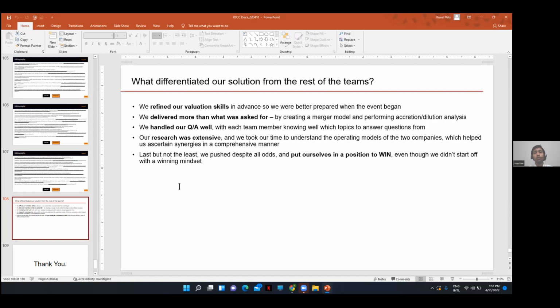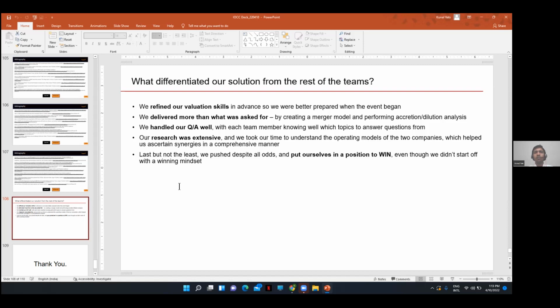Then we delivered more than what was asked for, as I mentioned before, creating merger models and performing accretion dilution, which is not expected in this case. We handled our Q&A well. We knew which person would answer which type of questions, and we were prompt in our responses. Our research was extensive, as you would have seen. For example, we took our time to understand the operating model of the companies, how the backend works for each of them, what the investments already are in this sector, and then certain synergies.